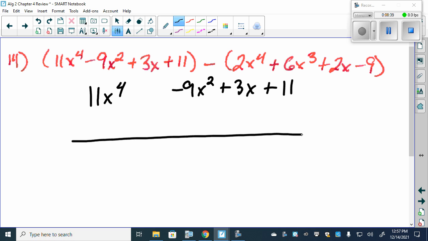Now in our second set of parentheses, we do have our 2x to the 4th plus 6x cubed. But we don't have an x squared term, so I'm not going to put anything under the negative 9x. Plus 2x minus 9.